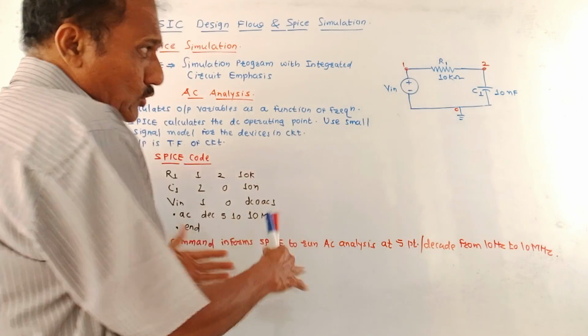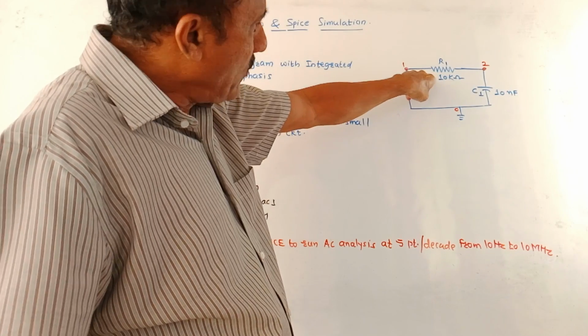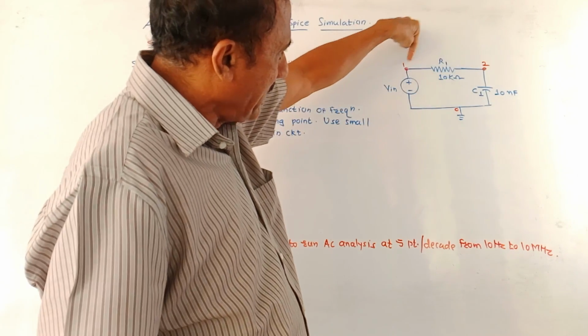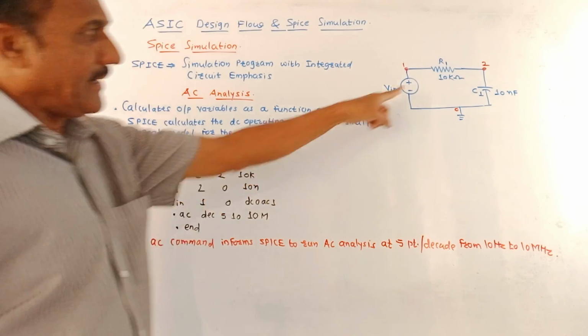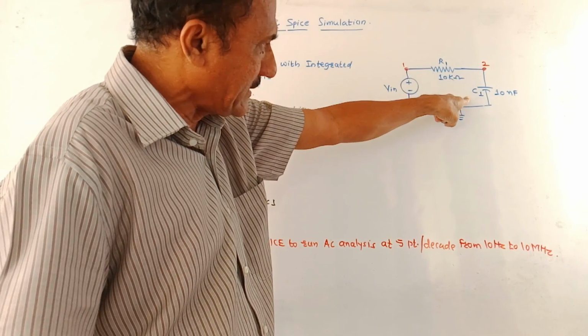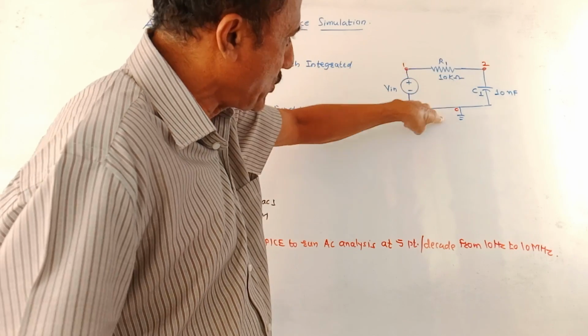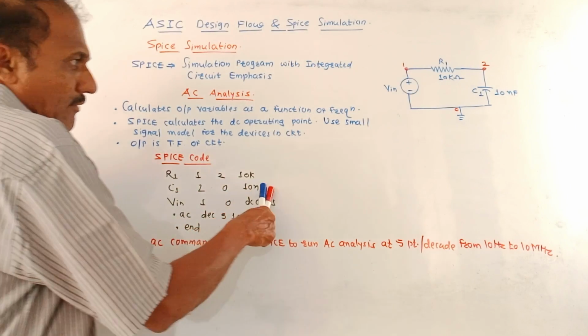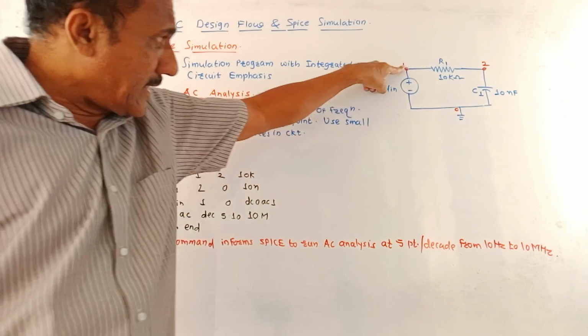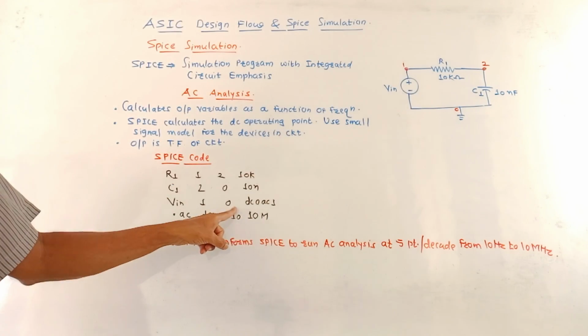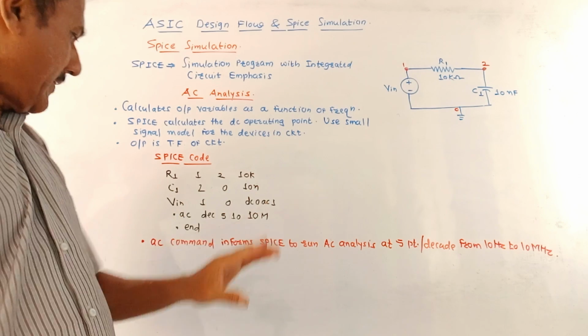Now about the SPICE code. Resistor R1 whose value is 10 kilo ohm is connected between 1 and 2. So I have written R1 1 2 10K. 10K is its value. Same way capacitor C1 is connected between 2 and 0. So C1 2 0, value is 10 nanofarad, so 10N. Vin is connected between 1 and 0. So Vin 1 0 DC 0 AC 1.